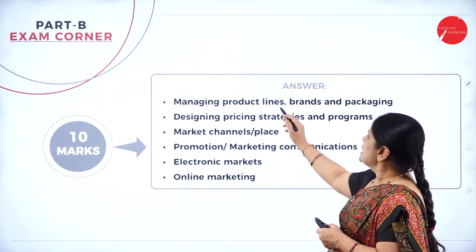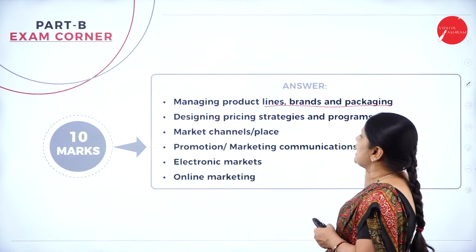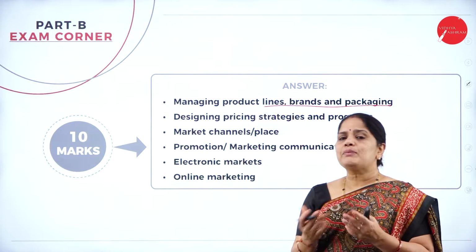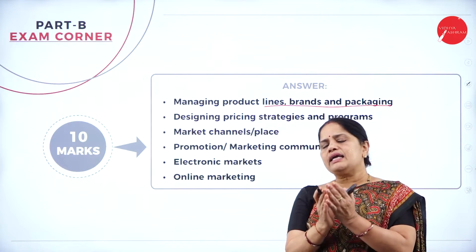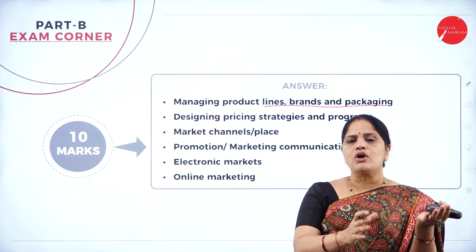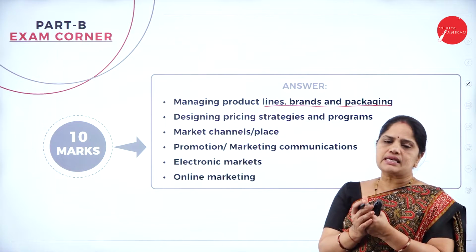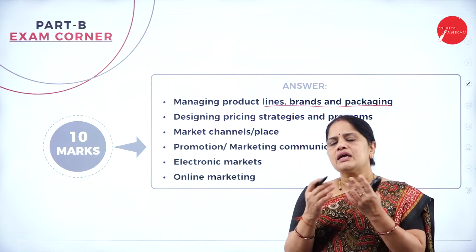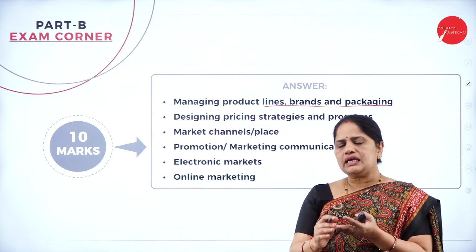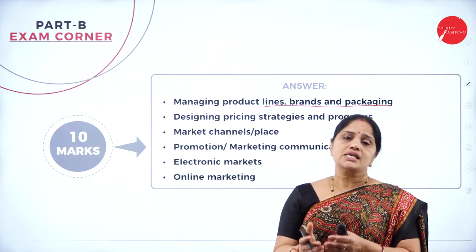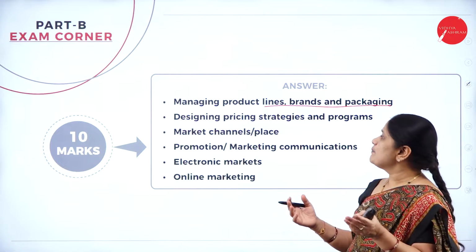Then managing product lines, brands and packaging. So how do you manage the product line? What do you mean by product line? A product line is a line of products which are made out of the same raw material. For example, take the Nandini milk products. We have the Nandini milk, Nandini butter, ghee, and now we also have Nandini gulab jamun, the sweets. All these come under the same product line.